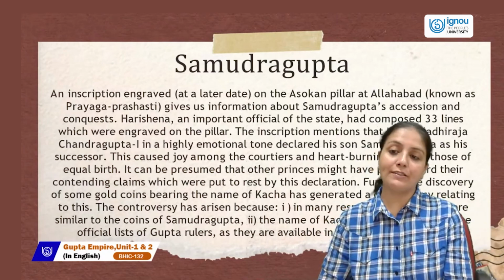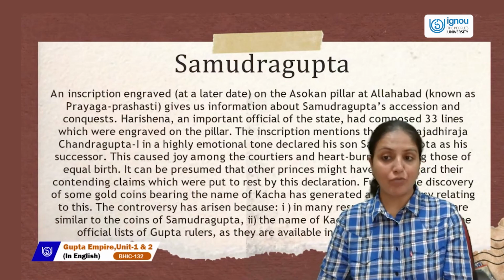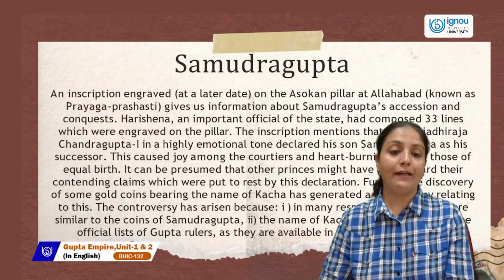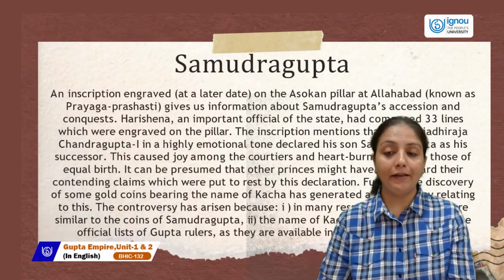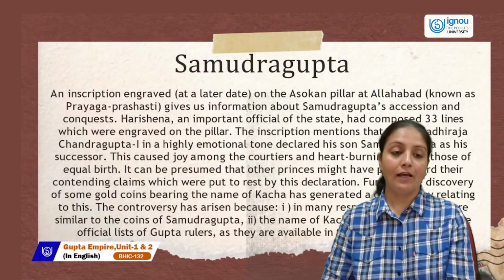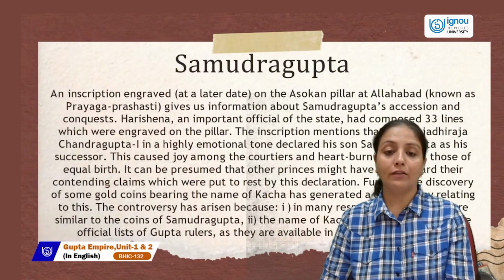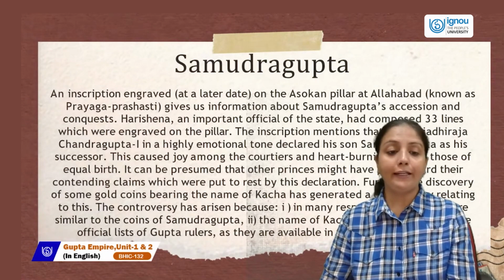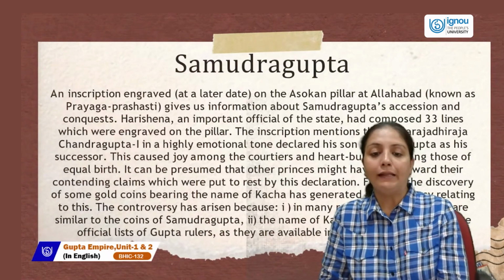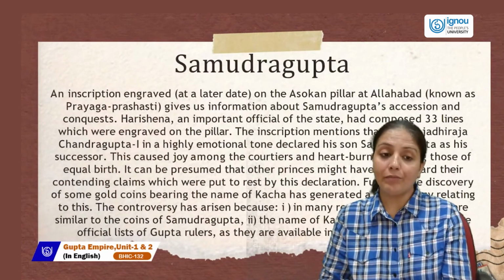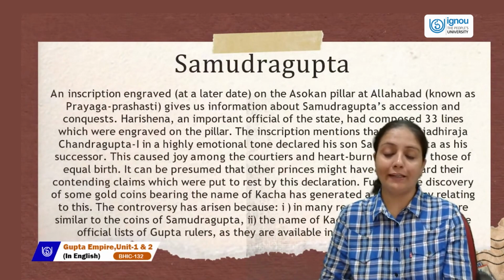The inscription mentions that Maharaja Dhiraj Chandragupta I, in a highly emotional tone, declared his son Samudragupta as his successor. This caused joy among the courtiers and heartburning among those of nearly equal birth. It can be presumed that other princes might have put forward their contending claims, which were put to rest by this declaration.